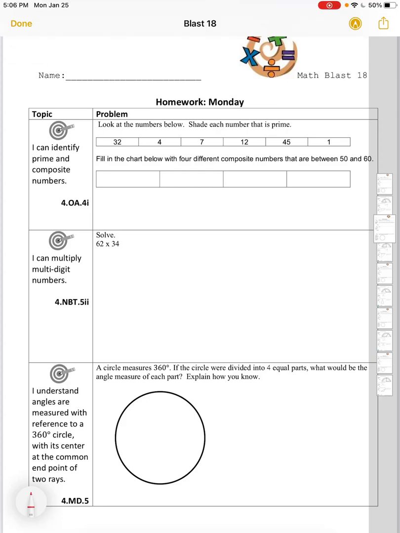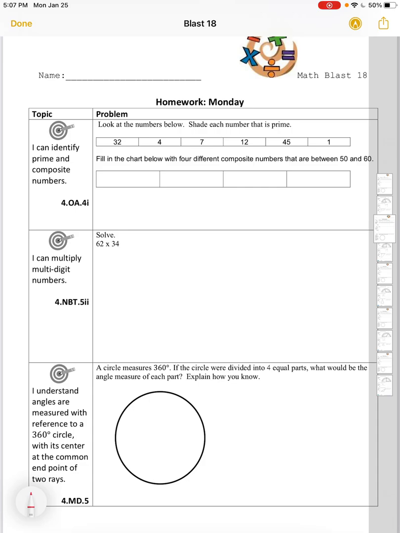Math Blast 18. I can identify prime and composite numbers. Look at the numbers below. Shade each number that is prime. A prime number is a number that has exactly two factors. Numbers that have more than two factors are considered composite numbers. So here, I want to shade the numbers that are prime.